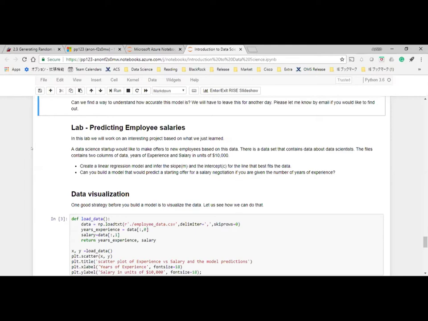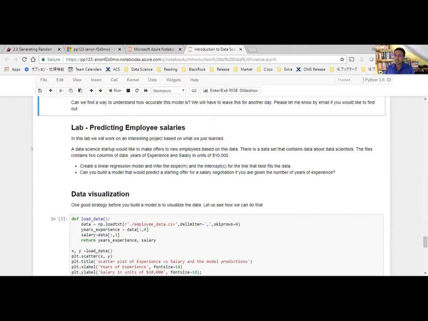So it's saying that there's a data science startup and it would like to make salary offers to new employees based on the data. So they have the experience that their employees have and the salary in units of 10,000. Just to explain the units of 10,000: if the data point is 1, it means $10,000. If it's 2, it means $20,000, and so on. Okay.